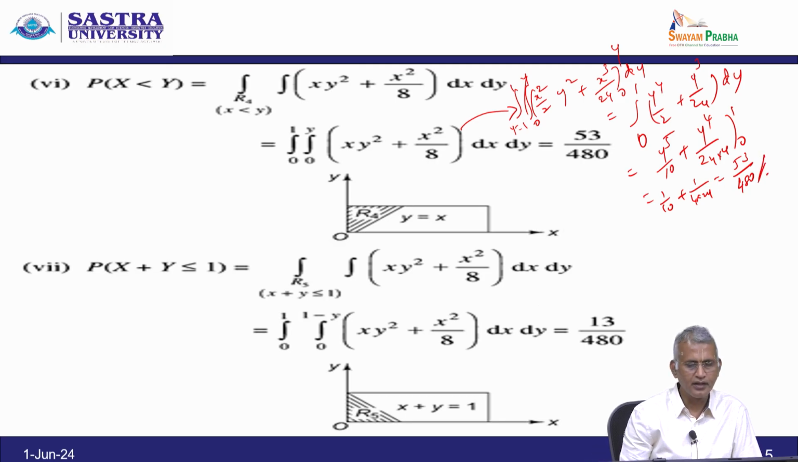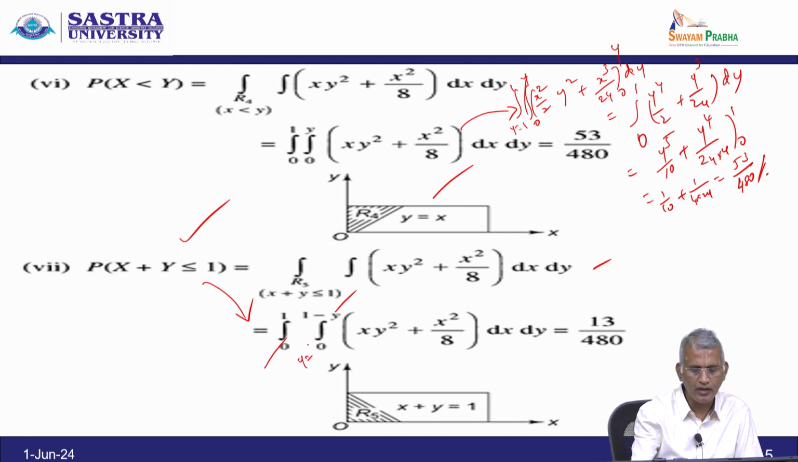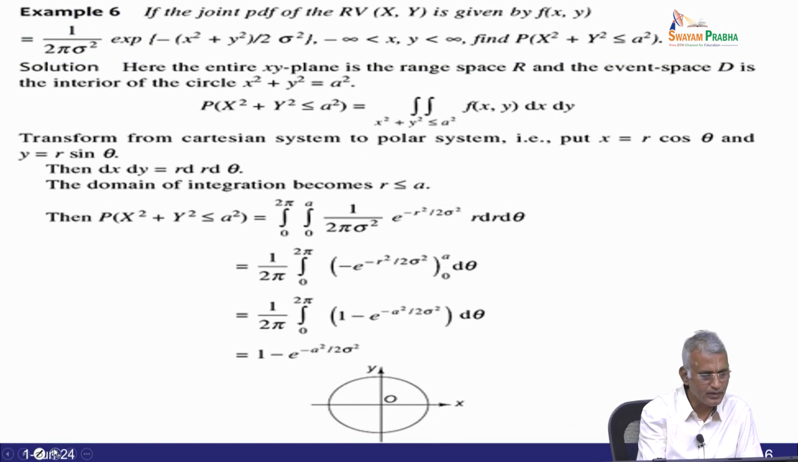Next one is the region x plus y less than or equal to 1, and previously x is less than y, when y equals x, that is the region you have to take. Here x plus y less than or equal to 1, then the double integral over x plus y less than or equal to 1 of xy square plus x square by 8 into dx dy, and we have to take the limits: since x is independent, therefore 0 to 1, and y depends on x, therefore 0 to 1 minus x. And this varies from y, this varies from x, this is x plus y.